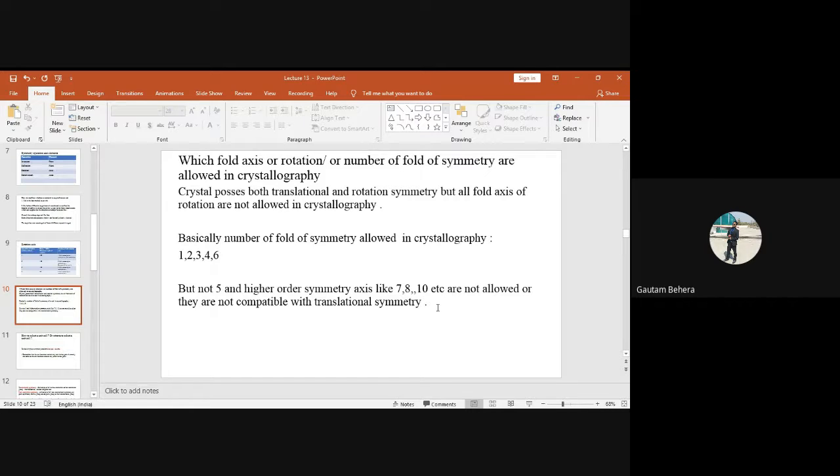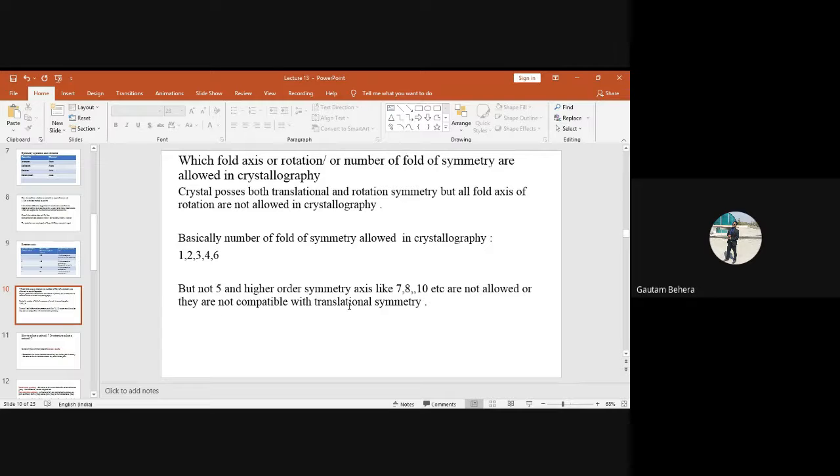So what is the reason behind that? They are not allowed, or they are not compatible. This is the reason. They are not compatible with translational symmetry, right? These folds are coming because of rotational symmetry. These rotational symmetries are allowed: 1, 2, 3, 4, 6. But 5 is not allowed. 7, 8, 10, and other higher ones like 11, 12, 13, they are not allowed.